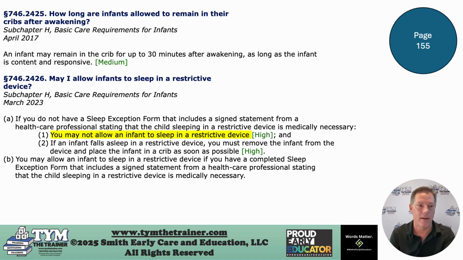2426 is where it's going to talk about, may I allow an infant to sleep in a restrictive device? No, you cannot let an infant sleep in a restrictive device unless you have that sleep exception form that is filled out and signed by the child's healthcare professional, stating that there is a condition and the child needs to sleep upright or sleep in a certain position. But the biggest thing is that infant sleep exception form has to be signed by the healthcare professional. Make sure you've got that on file if that is the case.